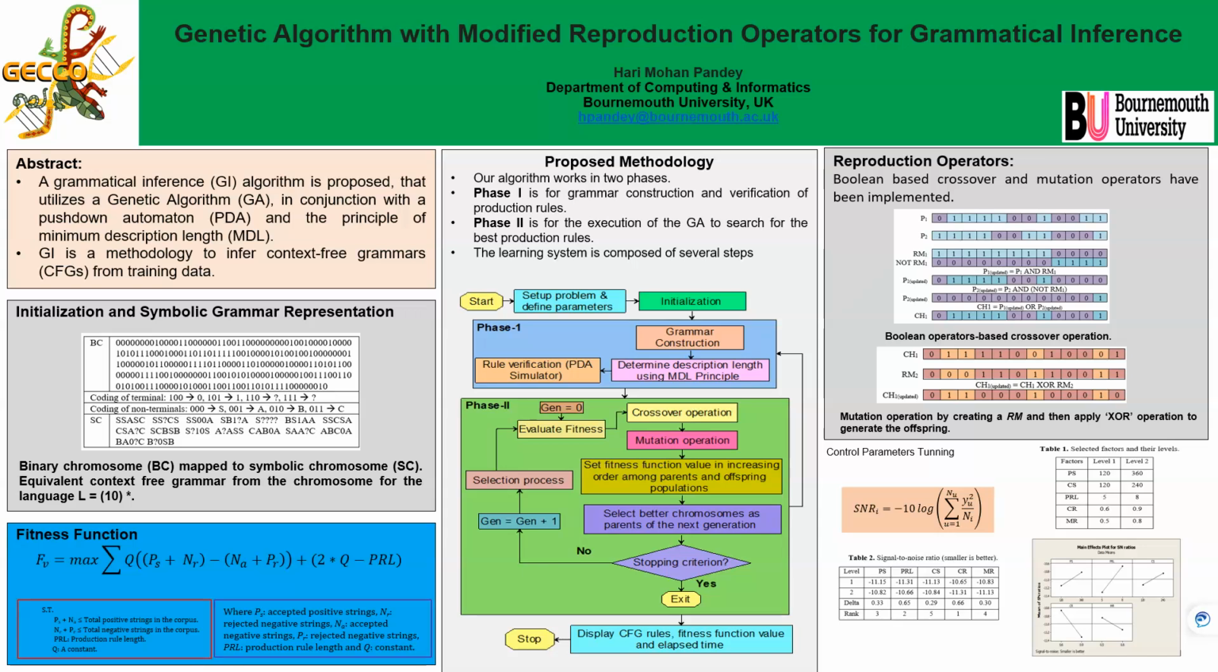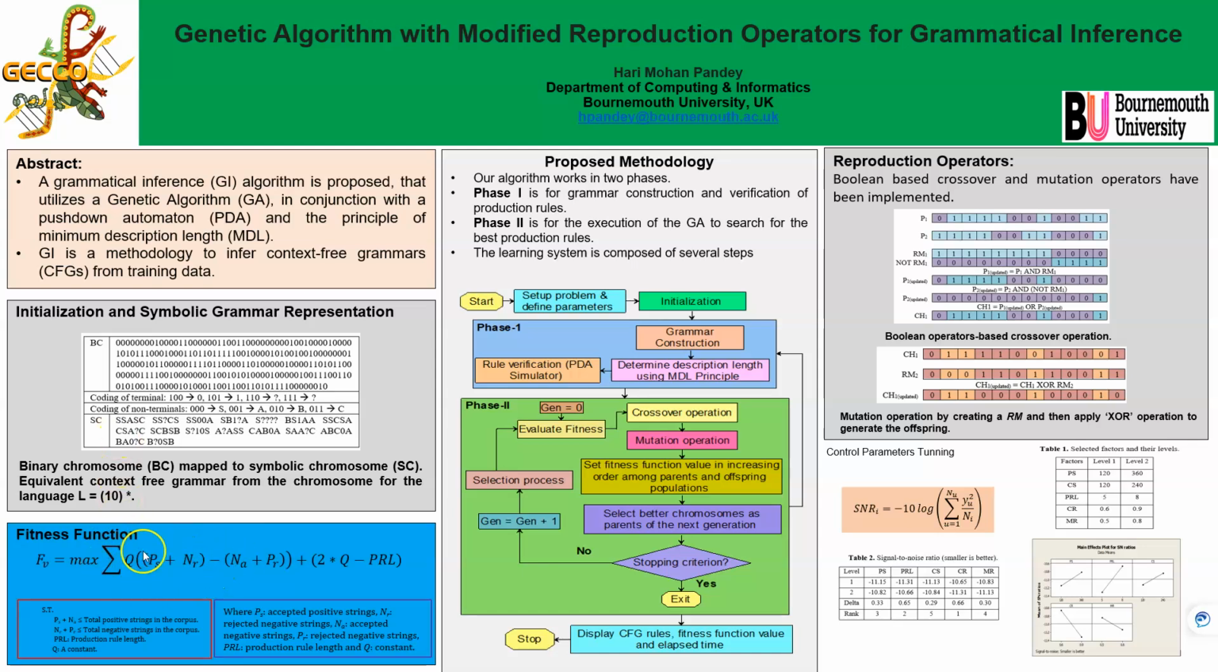So the first step of the genetic algorithm is generating initial chromosomes, which you can see here: initialization and symbolic grammar representation. We have created binary chromosomes, where BC represents binary chromosomes, and we use coding techniques for generating terminals and non-terminals. Then using these coding techniques, we created symbolic chromosomes, where SC represents symbolic chromosomes. After converting the binary chromosomes into symbolic chromosomes, we evaluated the fitness function.